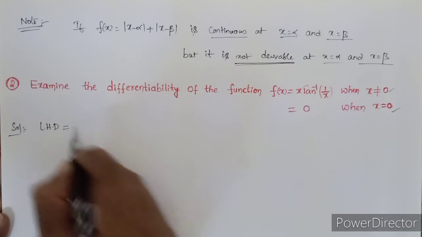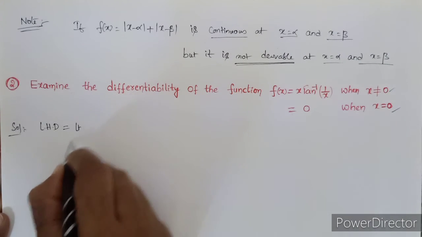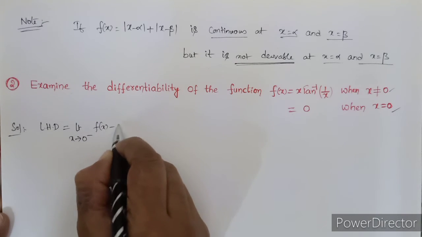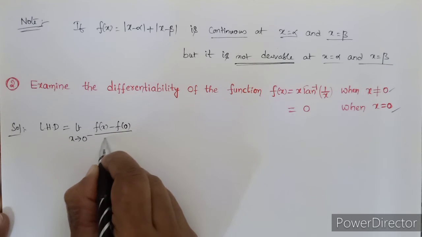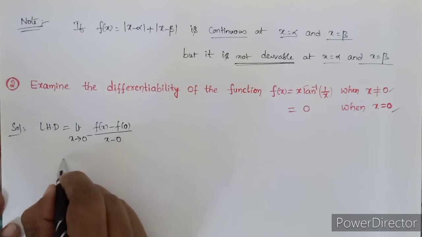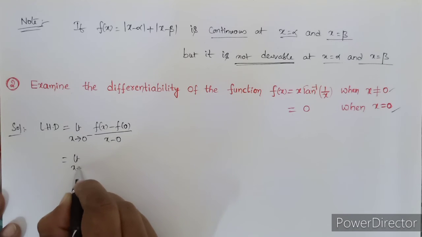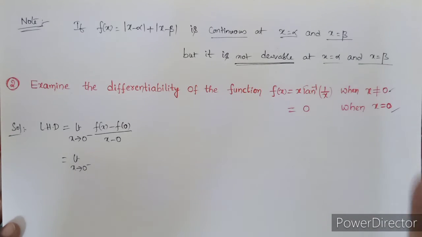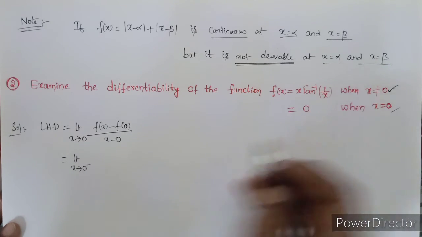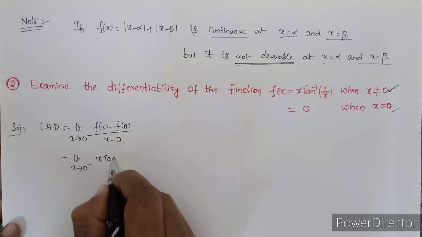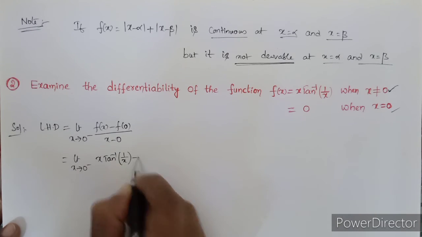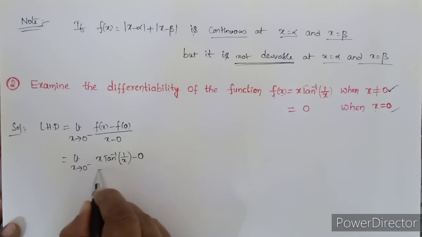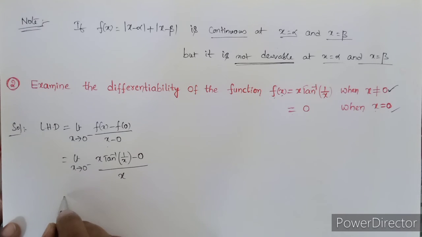Left-handed derivative of f at 0 we have to see. Limit x tends to 0 minus, f of x minus f of 0 by x minus 0. When x is in the negative neighborhood of 0, that means it is not equal to 0, we write f of x as x into tan inverse of 1 by x. Putting x equal to 0 here, f of 0 is 0, by x minus 0, that is x.